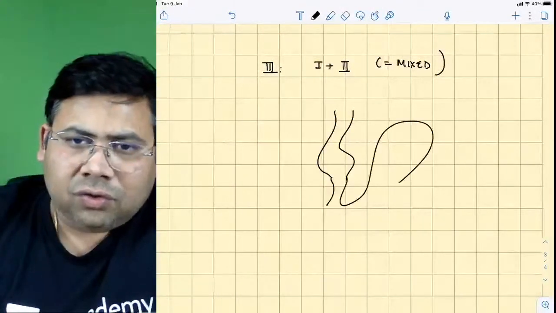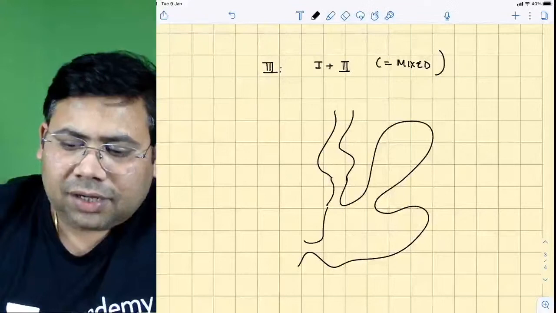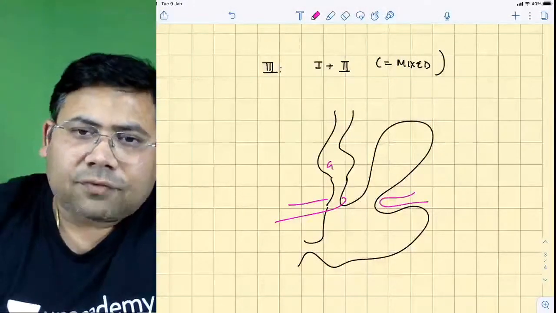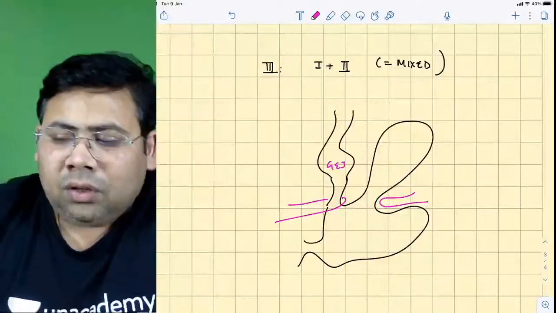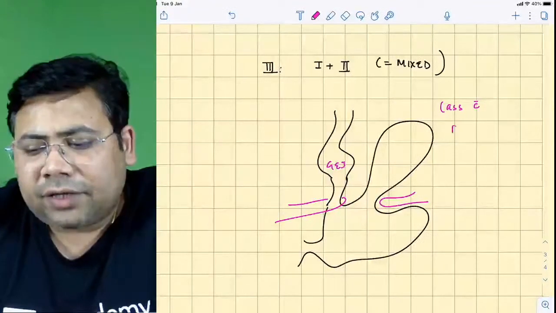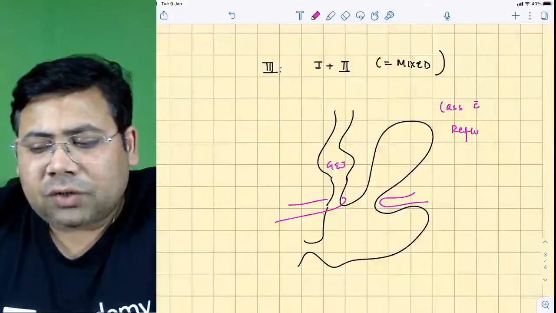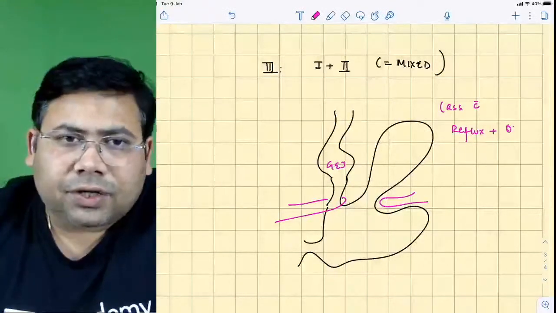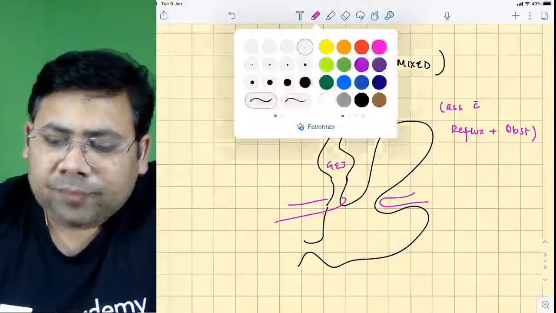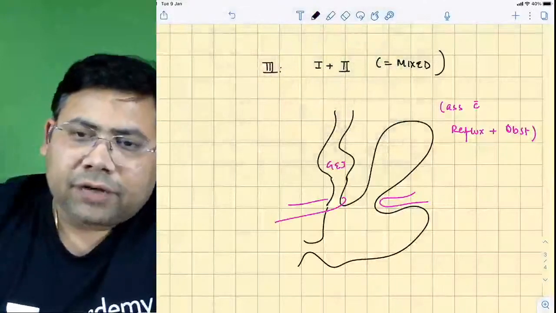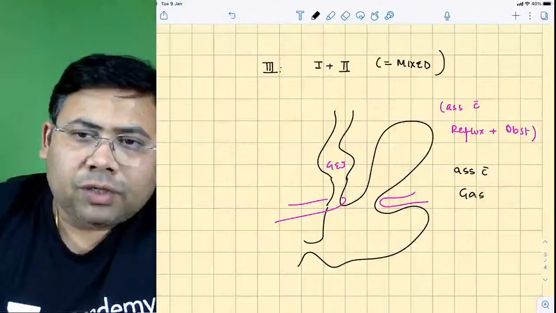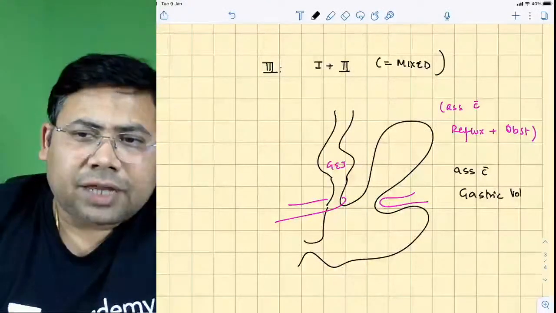There is herniation of the GE junction also, and the stomach also. So there is a herniation of the GE junction, and part of the stomach, both have gone up. Try to understand, this is associated with features of reflux and features of obstruction also. One more very important point is that this might be associated with gastric volvulus. So which variety is associated with gastric volvulus?